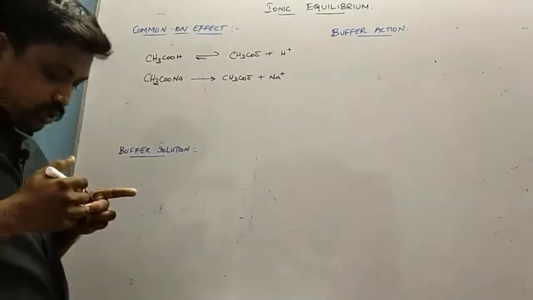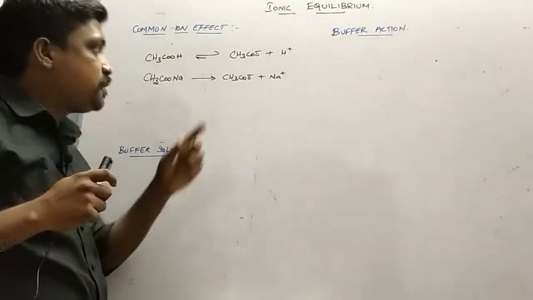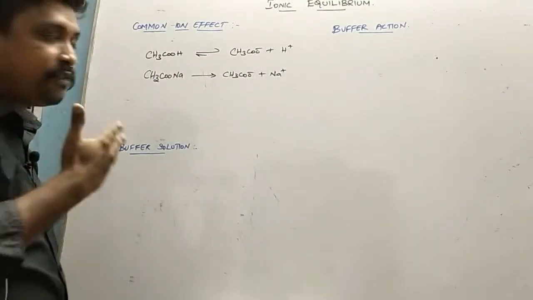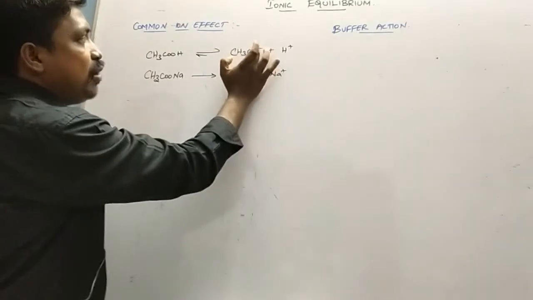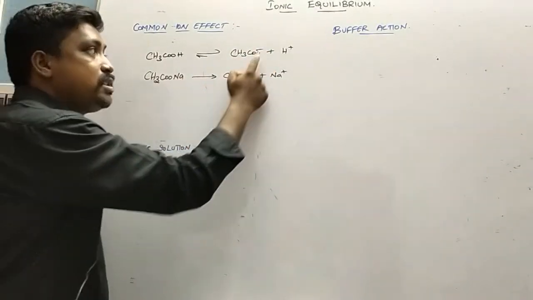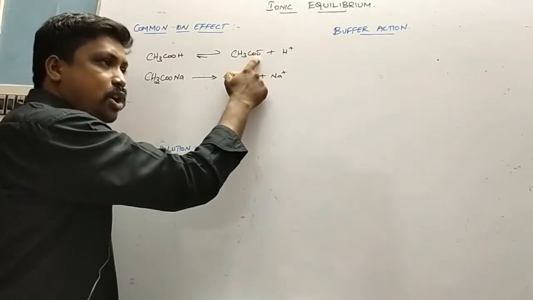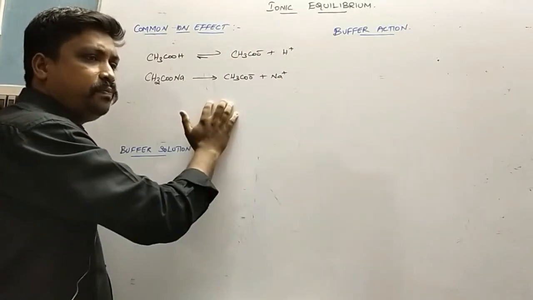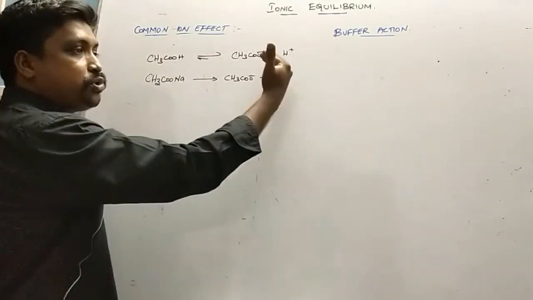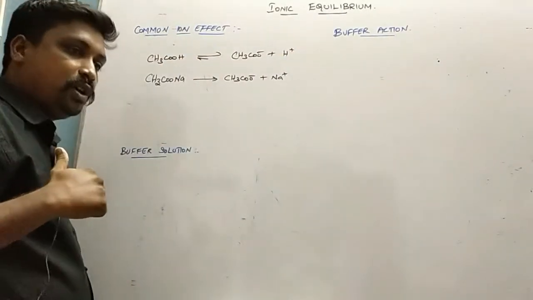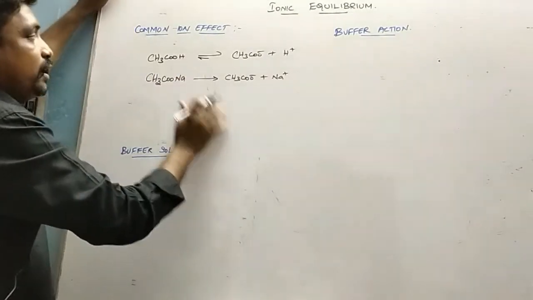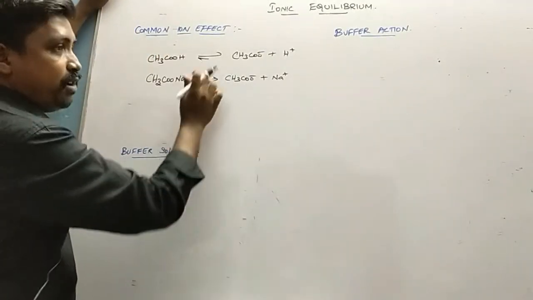Now, by Le Chatelier's principle, when this equilibrium is affected, how is it affected? The concentration of one product is increased. By adding sodium acetate, concentration of this acetate is increased. So what happens to this equilibrium? By Le Chatelier's principle, it goes to the backward direction. So the common ion effect is that the degree of dissociation, the forward reaction, is suppressed.